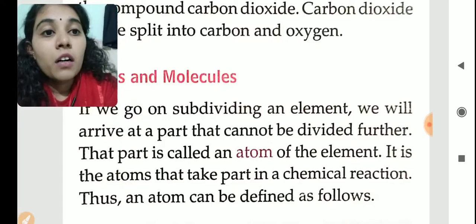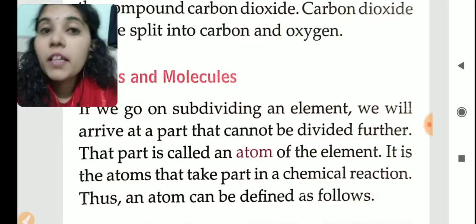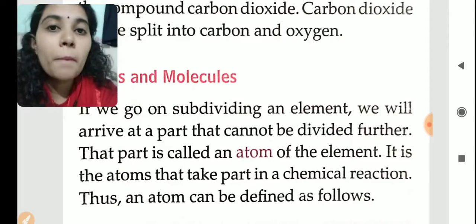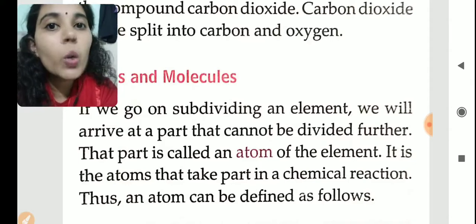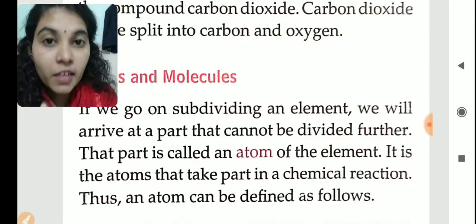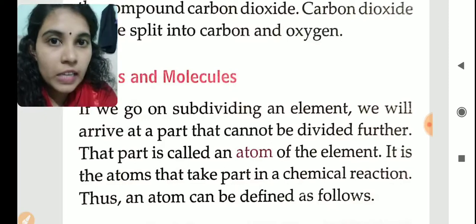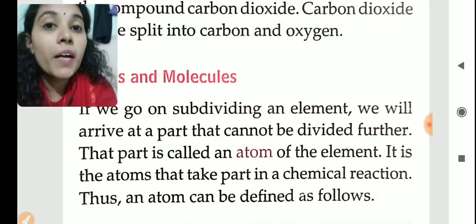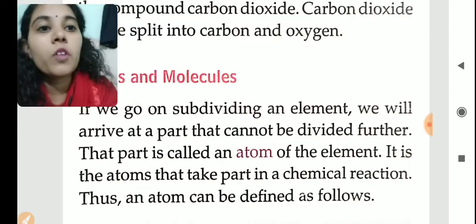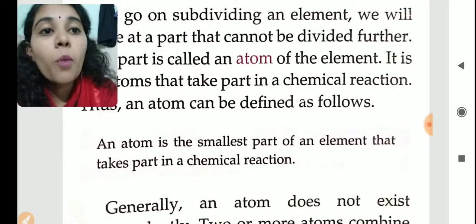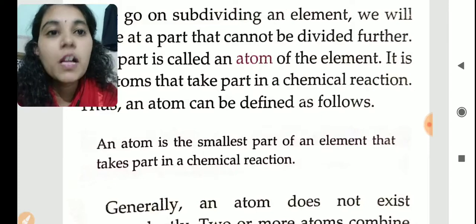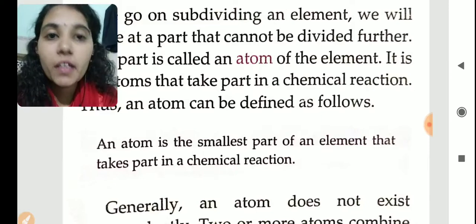But atoms will take part in chemical reactions. Atoms will react with one another. For example, a hydrogen atom combining with a chlorine atom gives us hydrochloric acid. Okay. So, an atom is the smallest part of an element which is not free in nature, but which takes part in a chemical reaction. Atom is defined as the smallest part of an element that can take part in a chemical reaction.